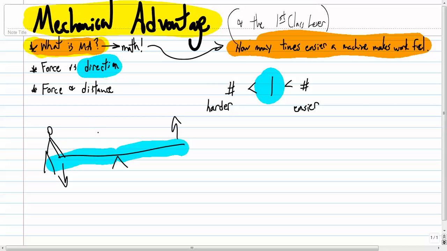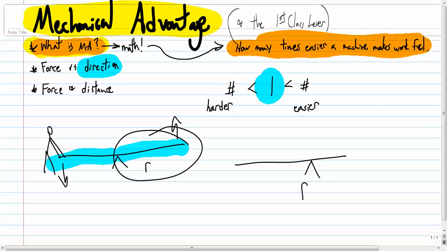But what I really want to do is change this side. This is called the resistance arm. But I'm not too worried about that right now. So let me draw another one of these. Let's say now that the fulcrum, or the balance point, is closer to this end. So let's say I'm standing here and I'm going to push down on this, and I'm going to lift an object on this side.